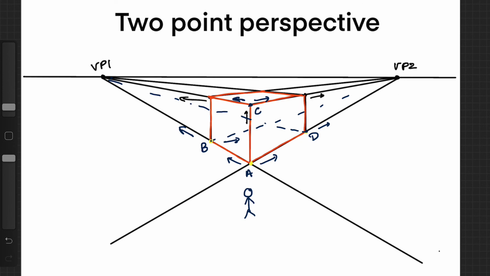As far as the fundamentals go, you just have to remember two things. One is that there are 2 vanishing points. Second, whatever is on your right hand side will converge to your left, and whatever is on your left will converge at the right. If you remember these 2 concepts, you can create absolutely anything in 2-point perspective. And with that, I would like to conclude this lesson.